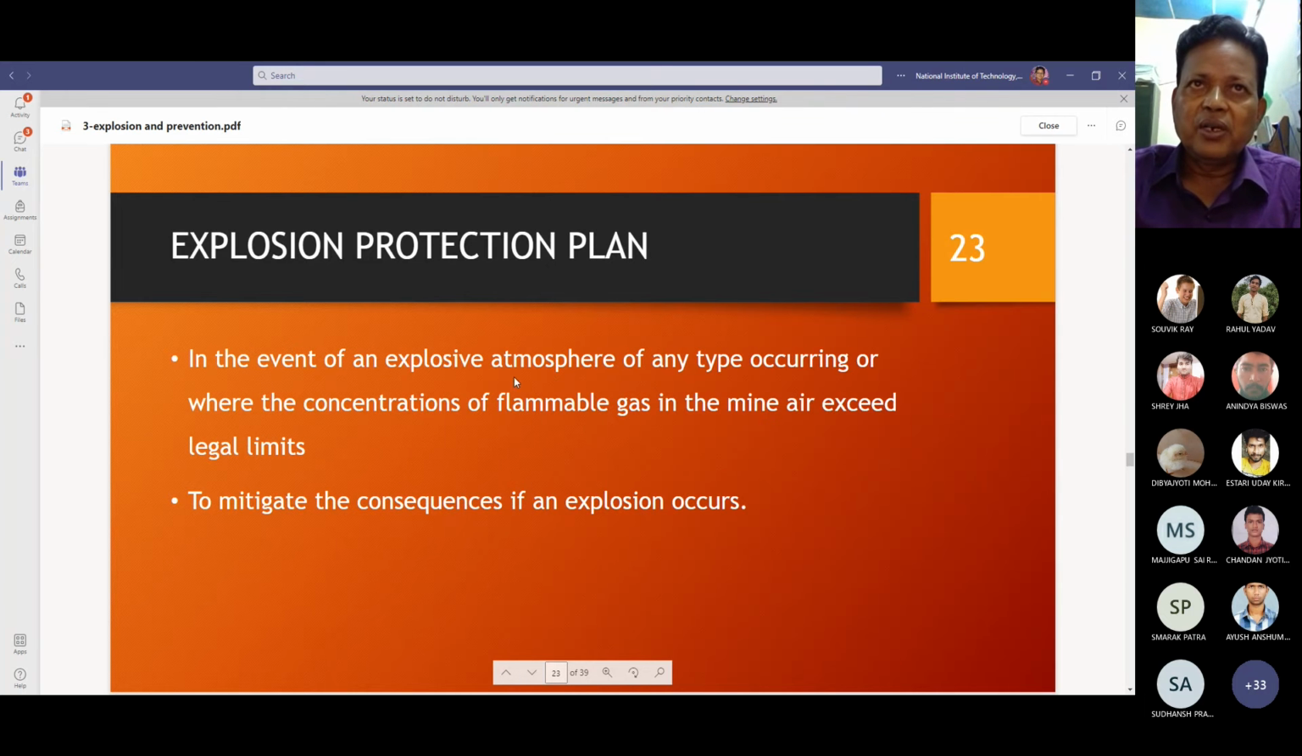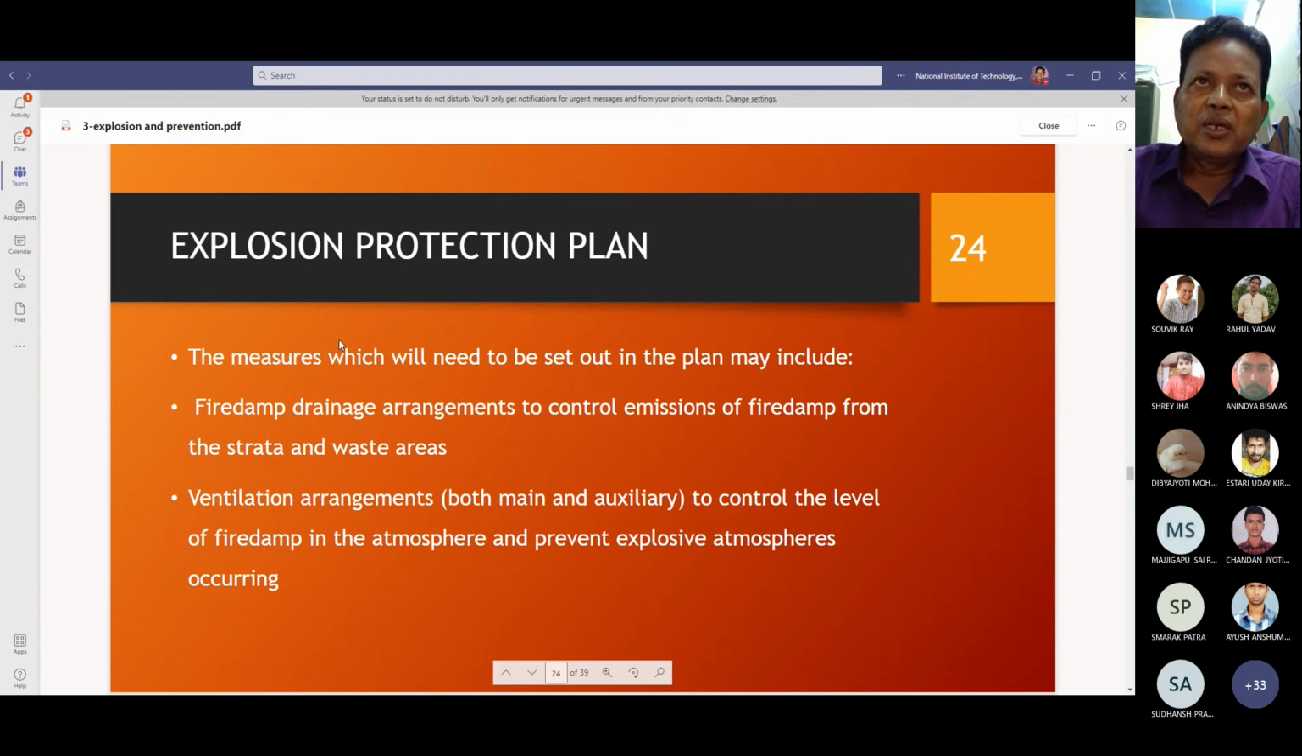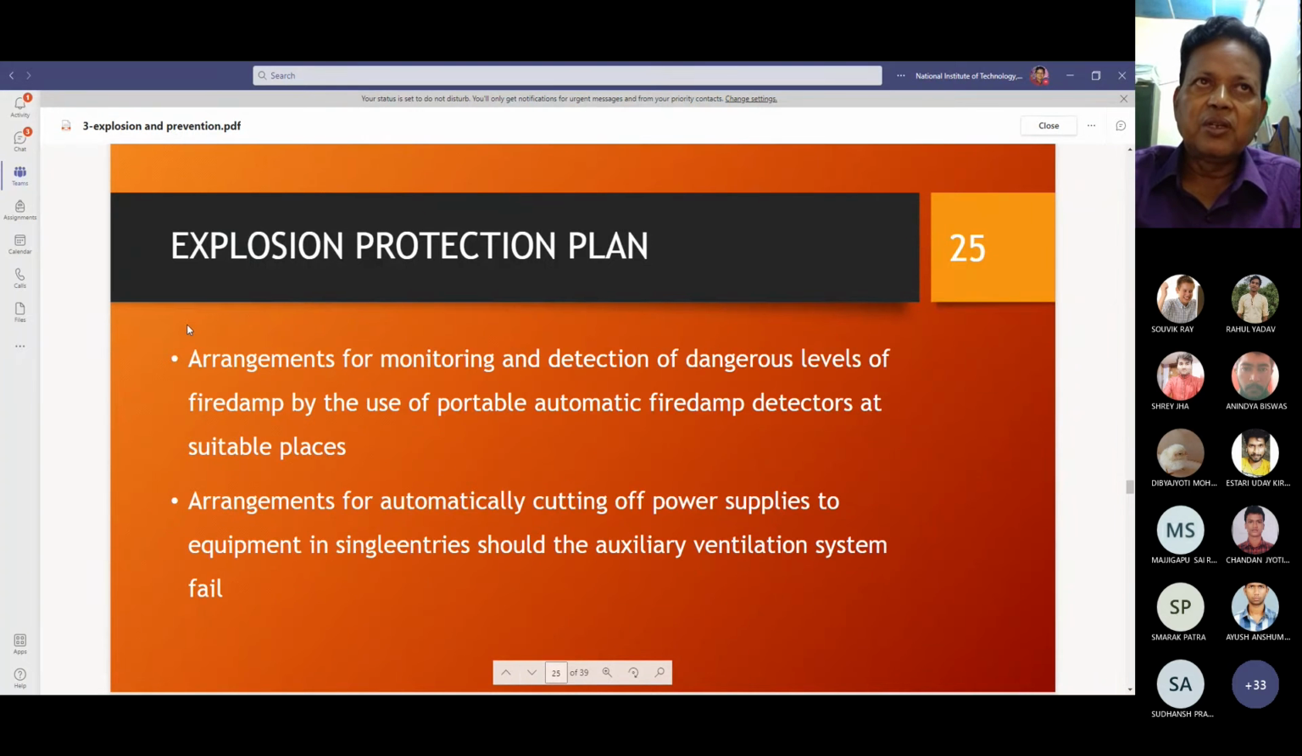In the event of an explosive atmosphere of any type occurring, or where the concentration of flammable gas in the mine air exceeds the legal limits, to mitigate the consequences if an explosion occurs. Explosion protection plan: the measures which will need to be set out in the plan may include firedamp drainage arrangements to control emissions of firedamp from the strata and waste areas, ventilation arrangements, both main and auxiliary, to control the level of firedamp in the atmosphere and prevent explosive atmospheres occurring in the mines.